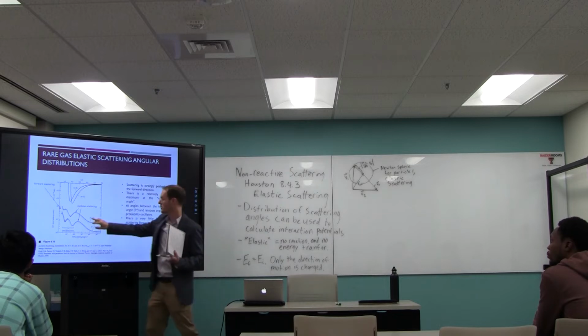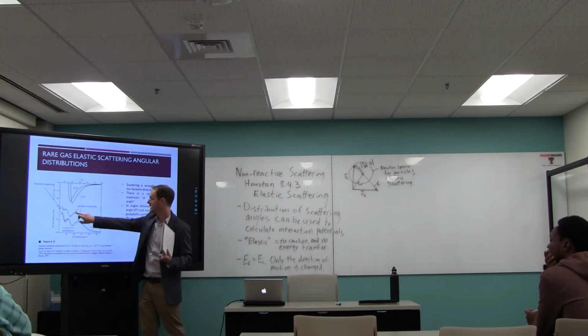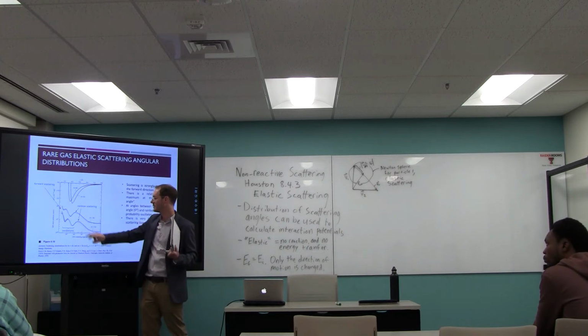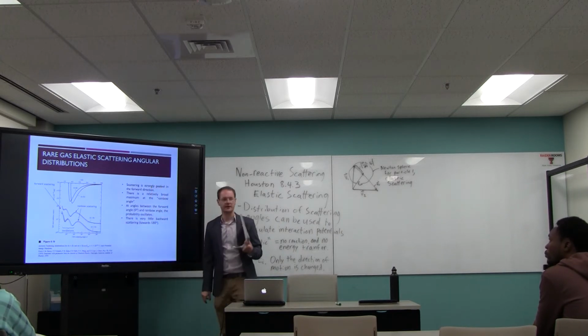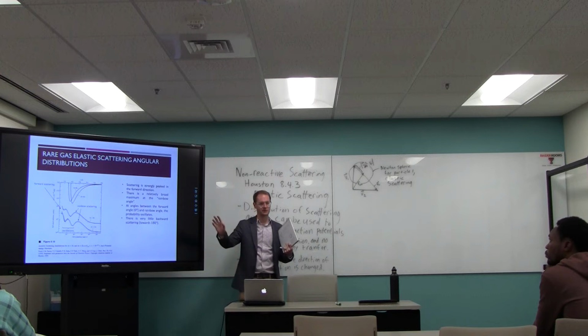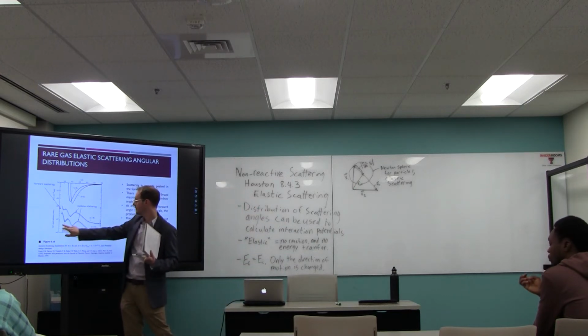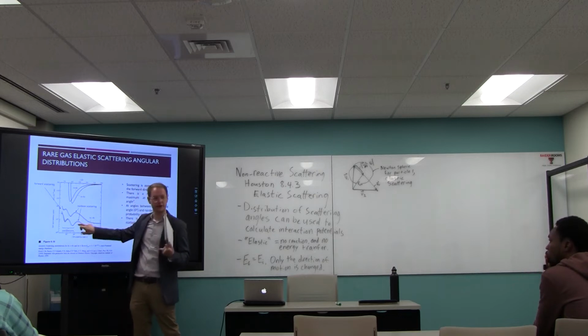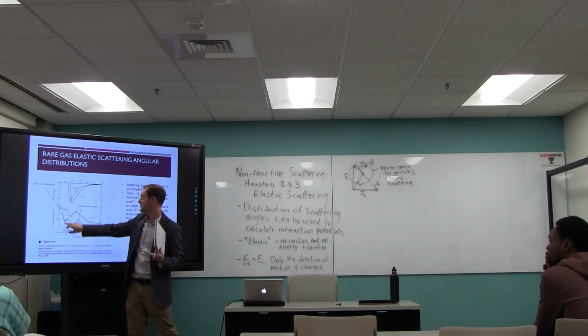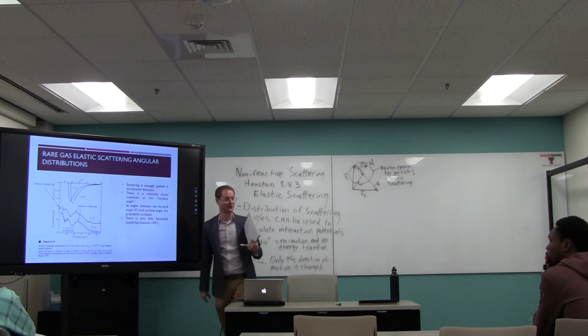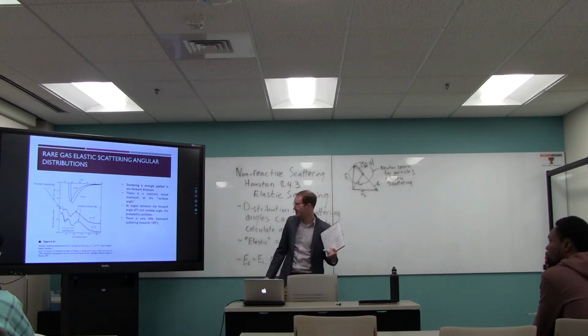You also see that there are some peaks. And this peak out here, this highest angle peak, that's what's called the rainbow scattering peak. I'll explain what that means in just a minute. And then in between forward scattering and the rainbow scattering direction, you can see some oscillations. Right? Those are sort of the common features that you frequently see in these systems.